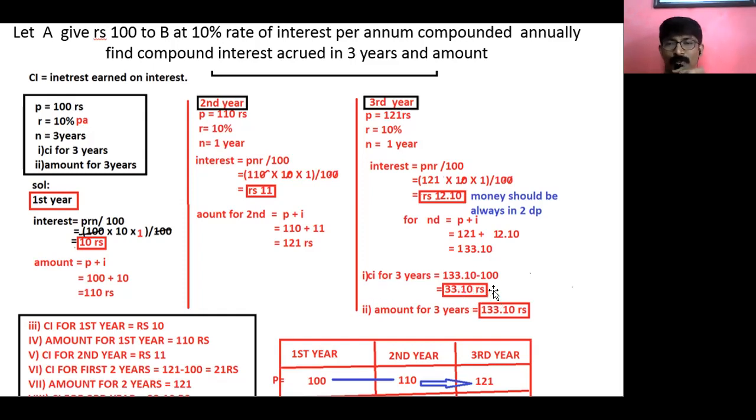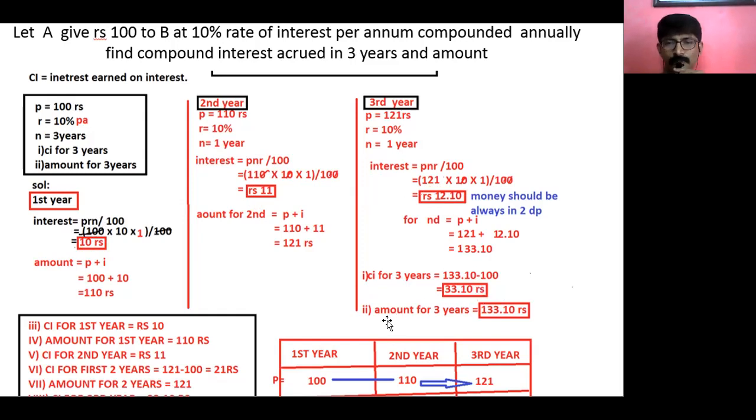There is another alternative method to calculate CI for the 3 years. And what is that? CI1 plus CI2 plus CI3. So 10 plus 11 plus 12.10. If you add 10 plus 11 plus 12.10, you're going to get that 33.10. That's it. These are the two ways to calculate CI for 3 years. I hope you understood till here perfectly.